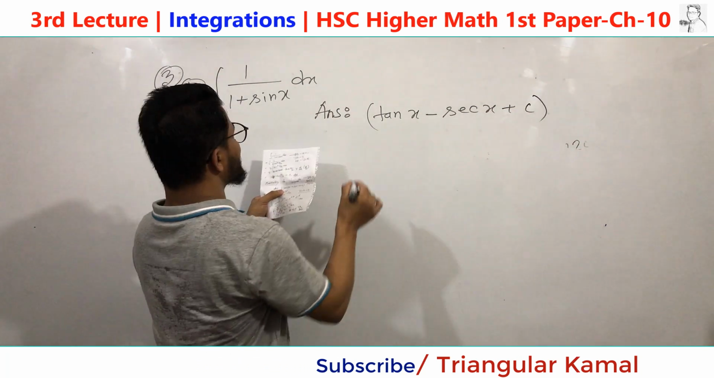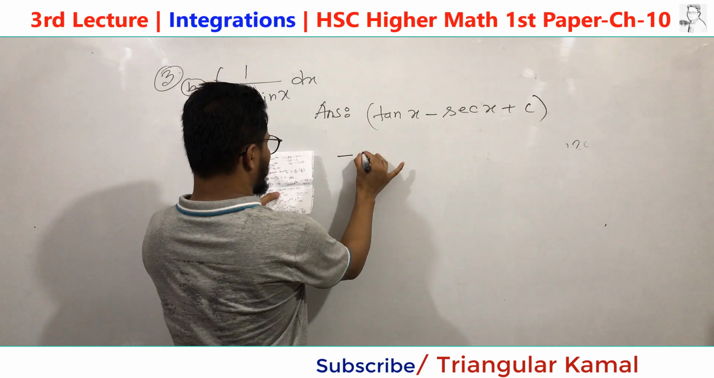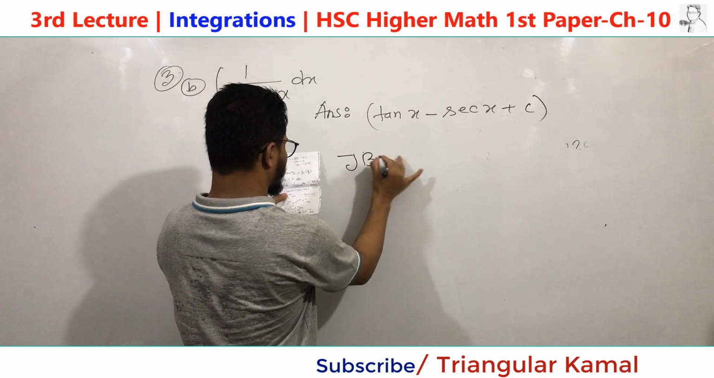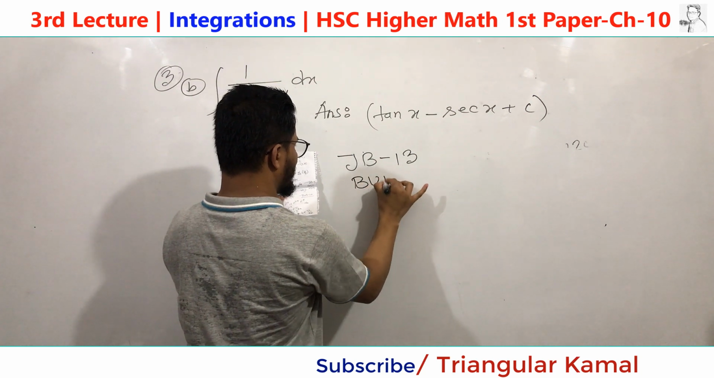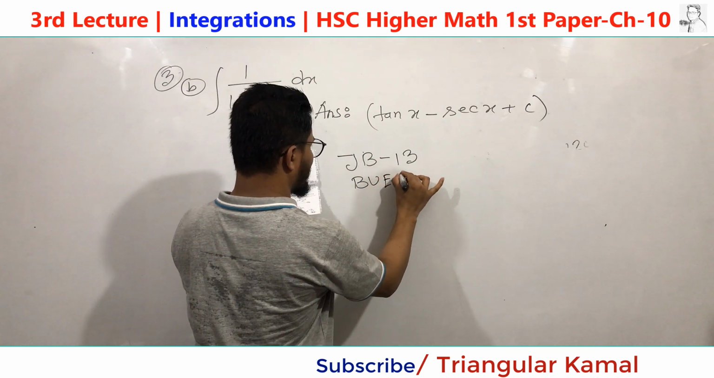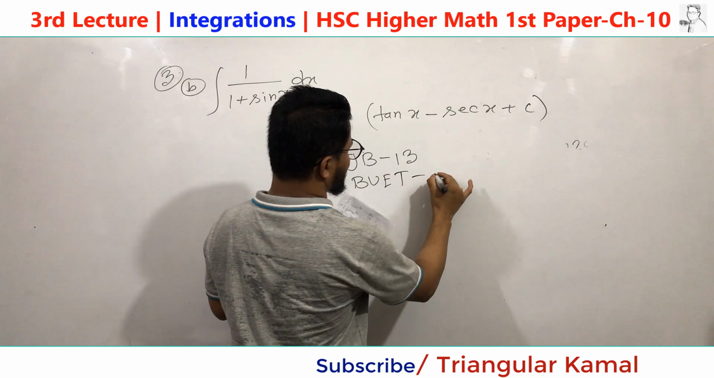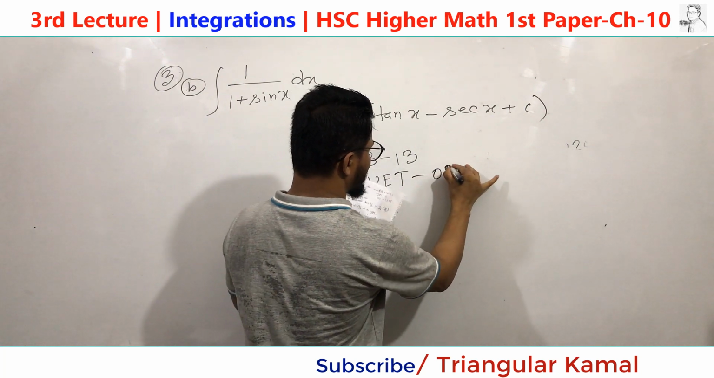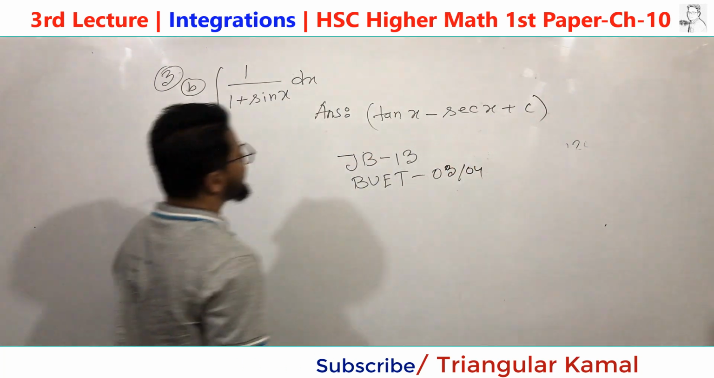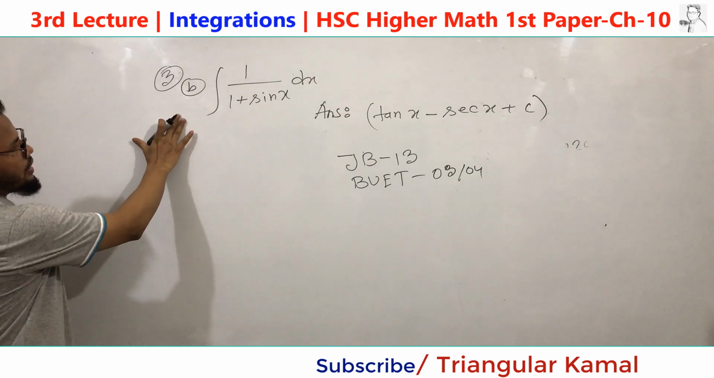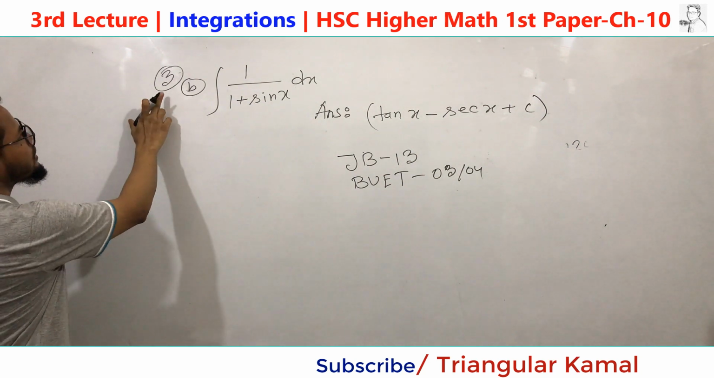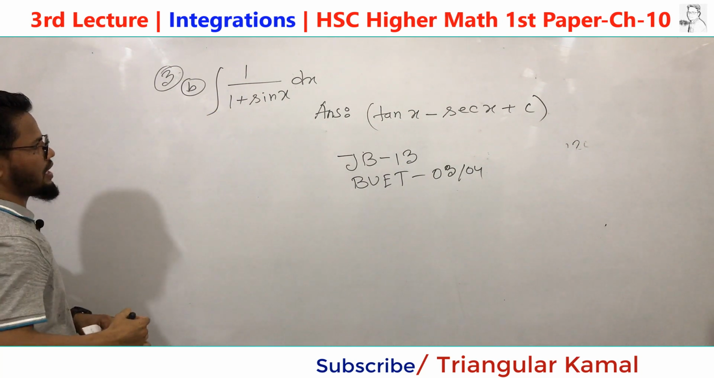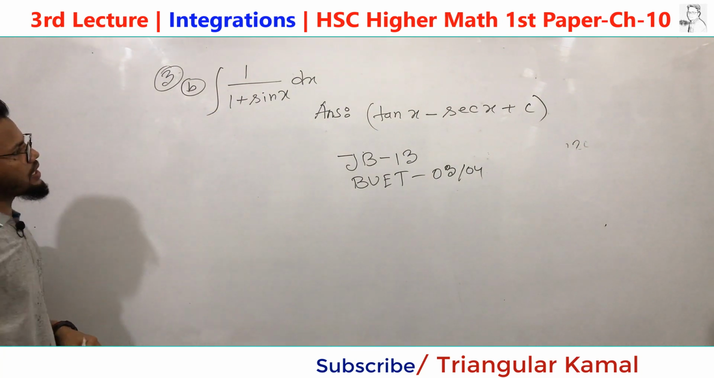These questions came in Jessore board 2013 and BUET admission test 2003 and 4. So you can practice this one by using 3a, that is the previous math. Okay, now we will practice another one.